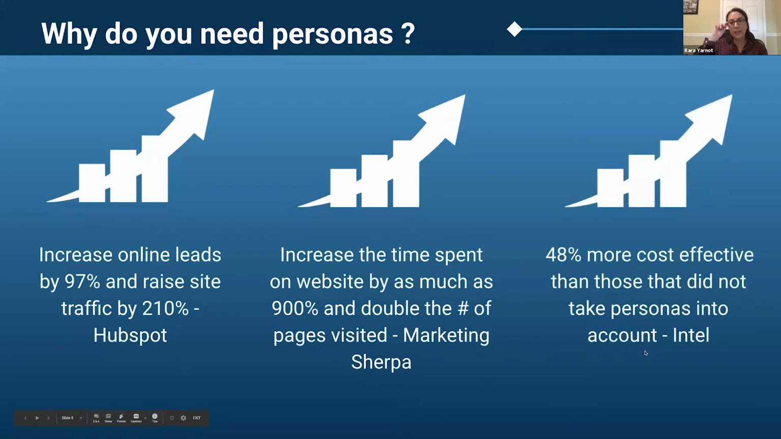This is a study Intel did. So again, it's consumer focused, but it's 48% more cost effective than not using personas. So if you think about that from your cost per hire or your cost per recruitment advertising, if you don't have personas, it may take you significantly more spend in order to generate the same number of qualified candidates that you're after.